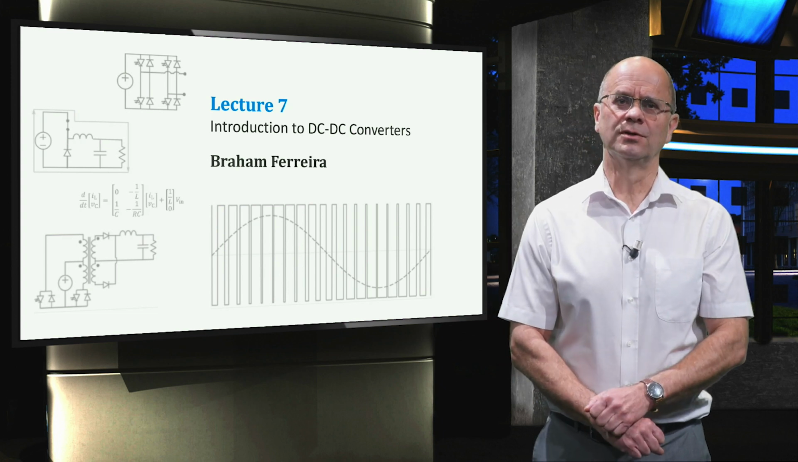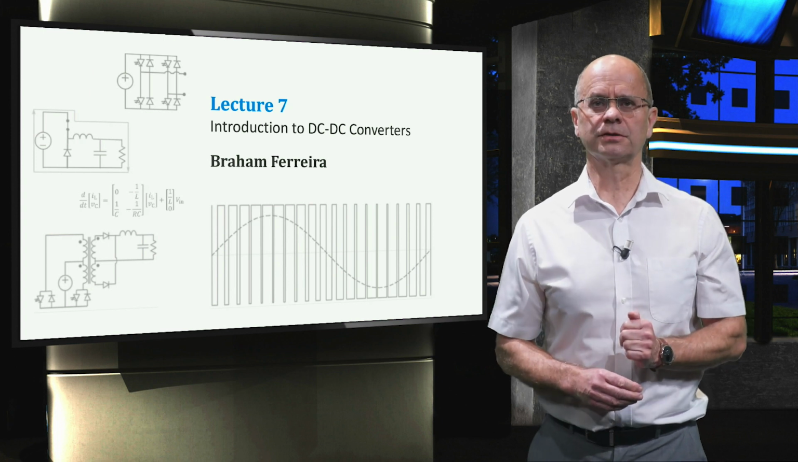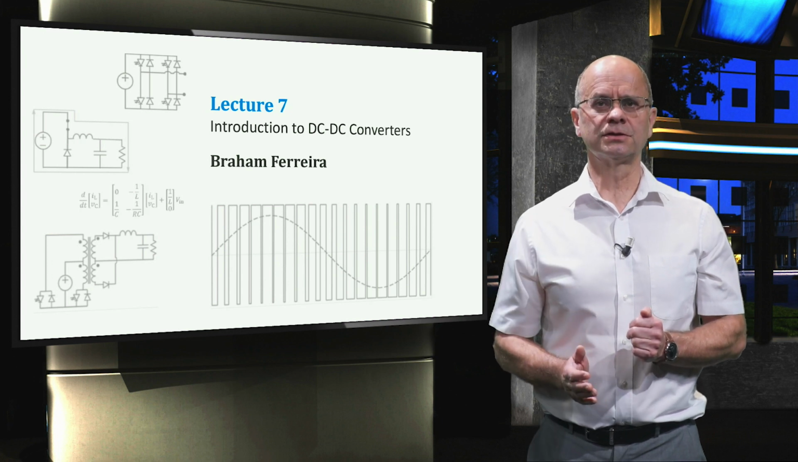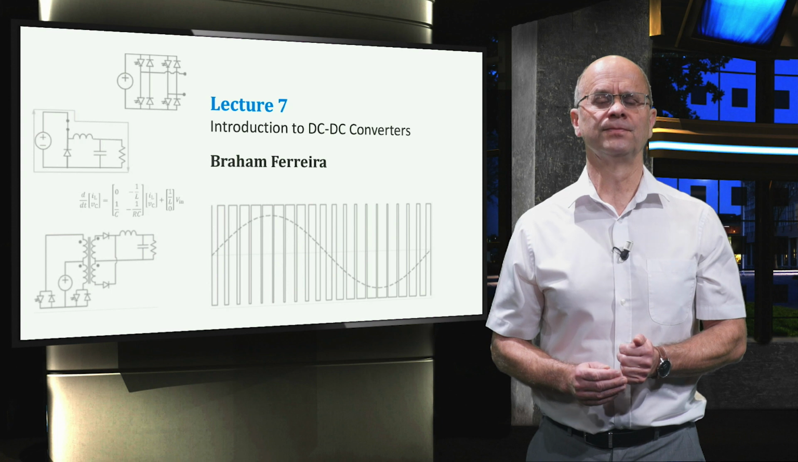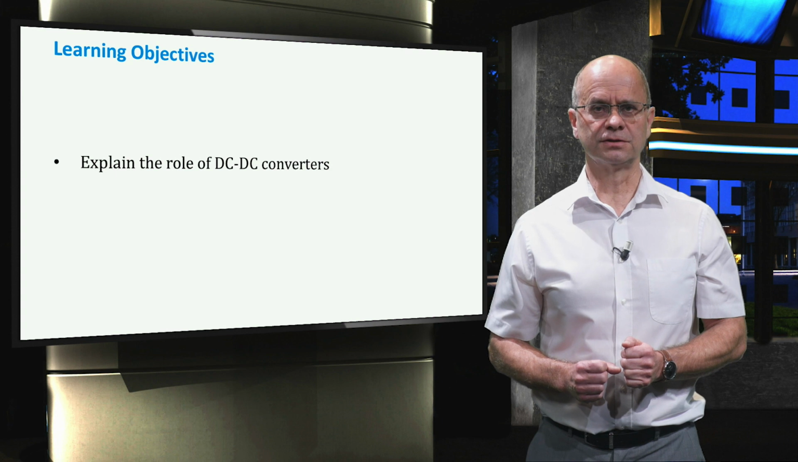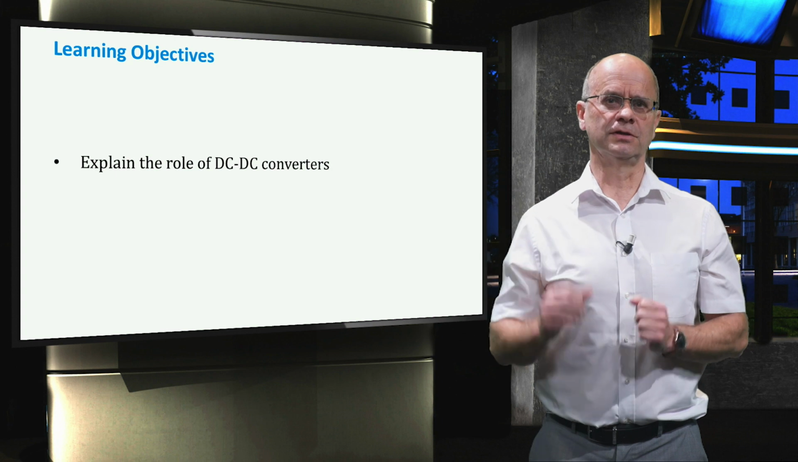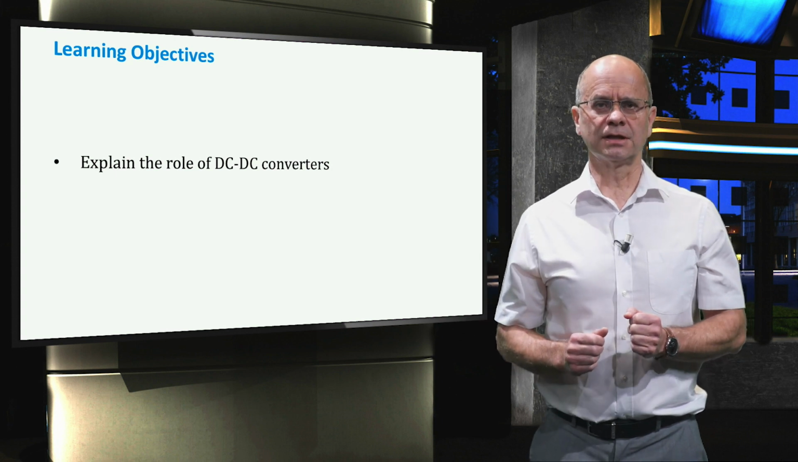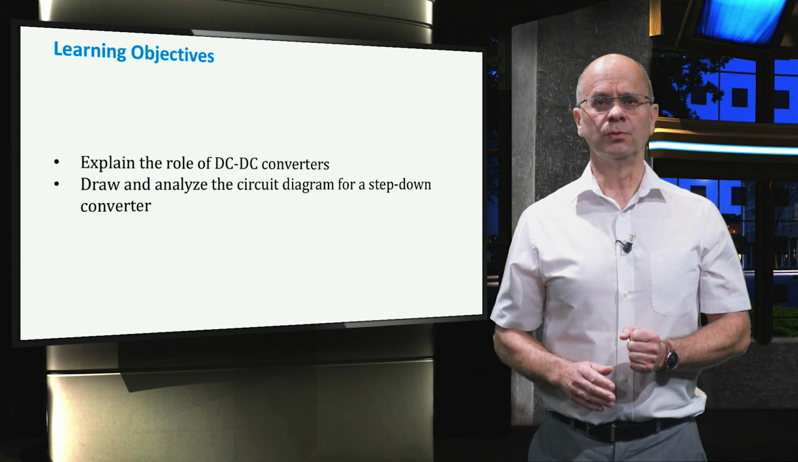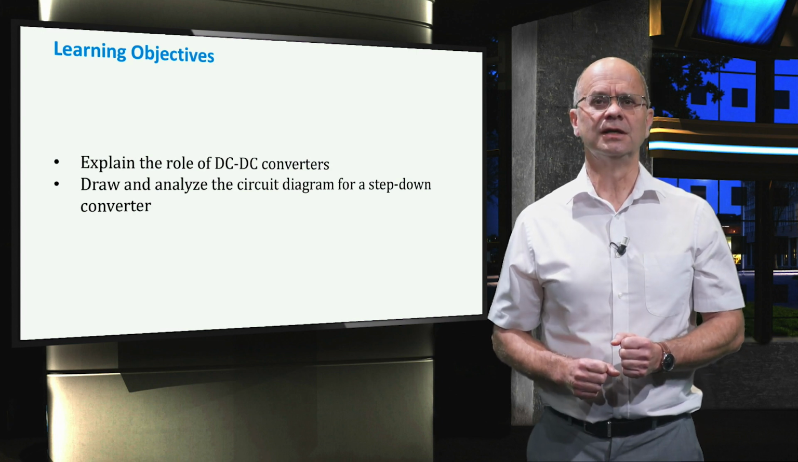Now that we are familiar with diodes, transistors and thyristors, we will apply these components as building blocks in many types of converters. We will start with DC-DC converters, which is the topic of the next few videos. In this video, we will introduce the first group of converters, the DC-DC converters, which are able to regulate DC power between different voltages. We will then briefly discuss examples of DC-DC converters, the step-down or buck converter. We will examine its circuit diagram and look at its governing equations.